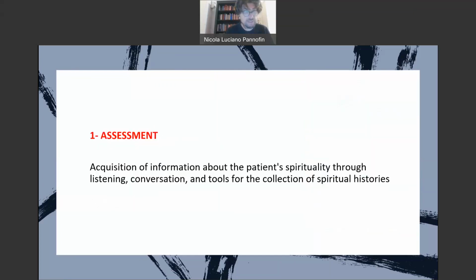The first phase is the assessment, namely, the listening and careful observation of the patient, the exploration of religious and spiritual beliefs, and the awareness of his or her own spirituality. The acquisition of information about the patient's spirituality makes use of formal or informal tools for the collection of spiritual histories and to recognize specific spiritual problems accurately.